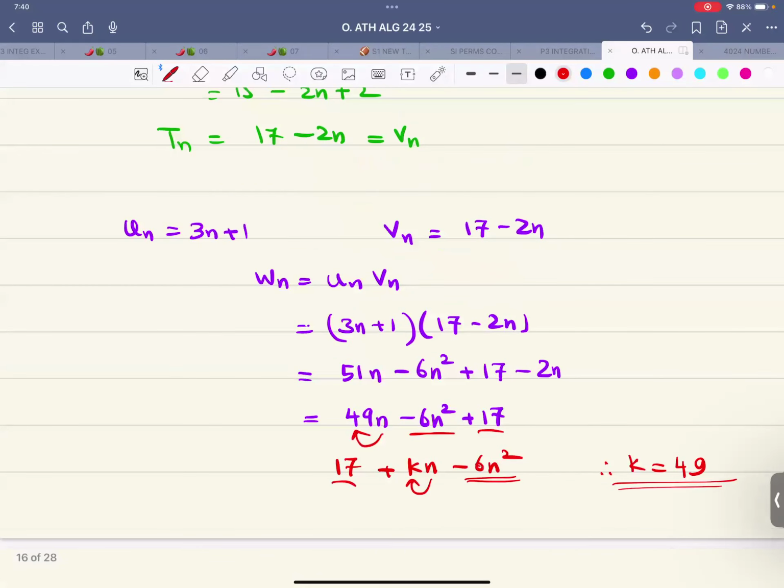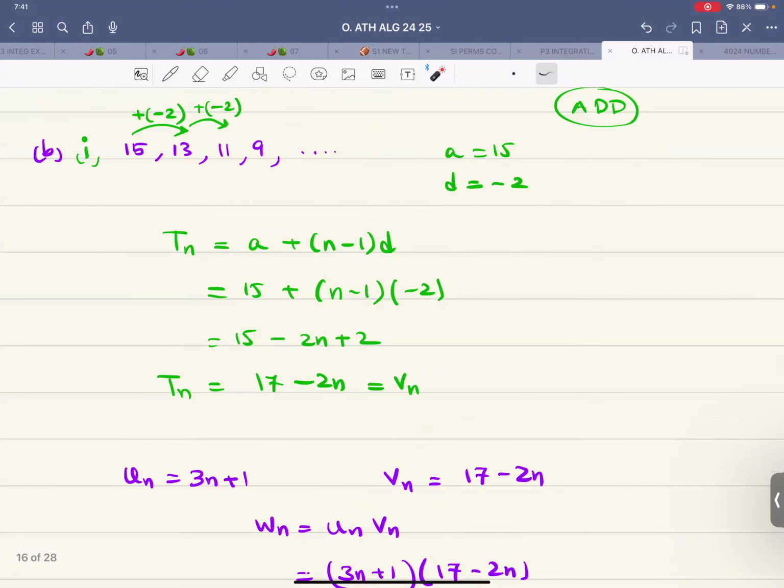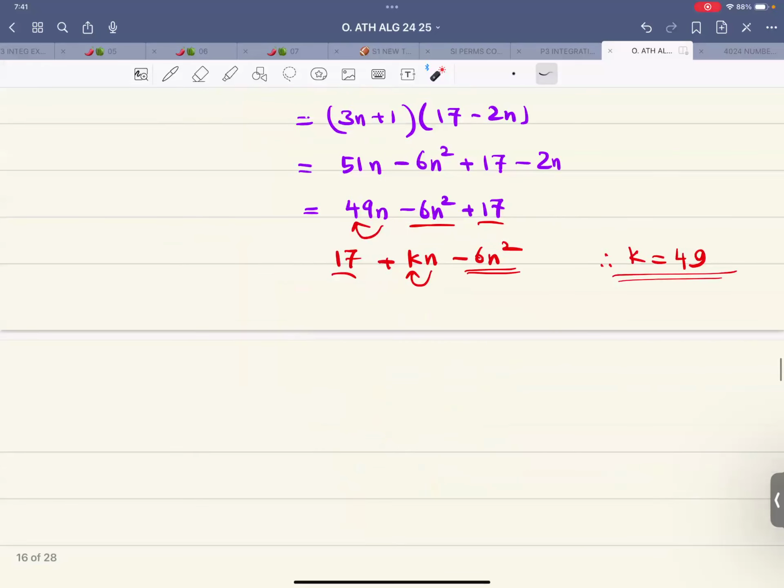Now, let me just double check one thing. Have I done all the multiplication correctly? 3n into 17, that is 51n. 3n into negative 2n, that is negative 6n squared. 1 into 17, that is 17. 1 into negative 2n is negative 2n. That is all good, all clear. And this one is 17 minus 2n. That is good. And that is 3n plus 1. And that's how this question is done.